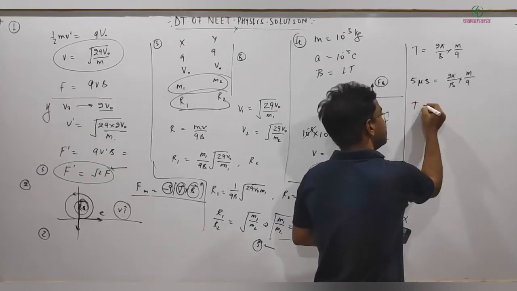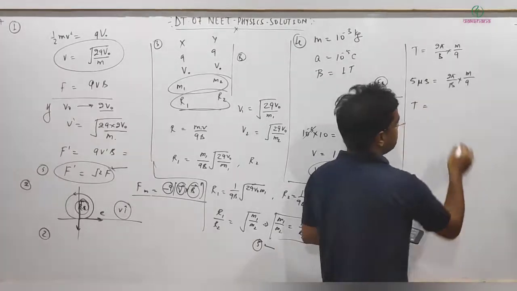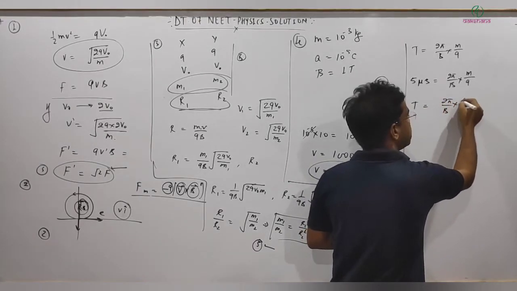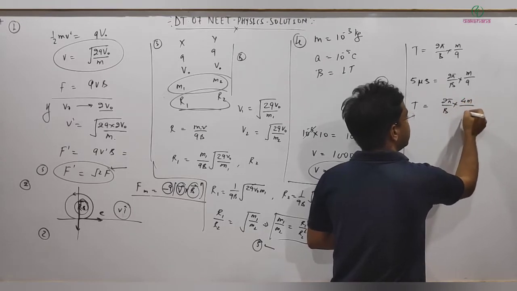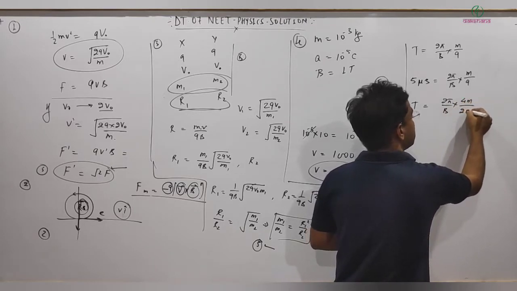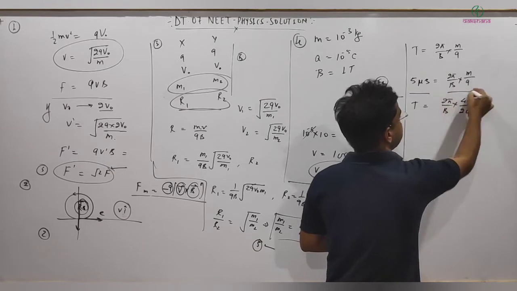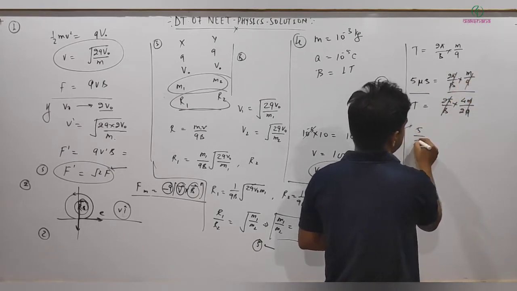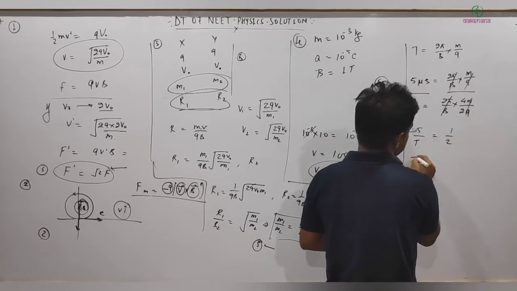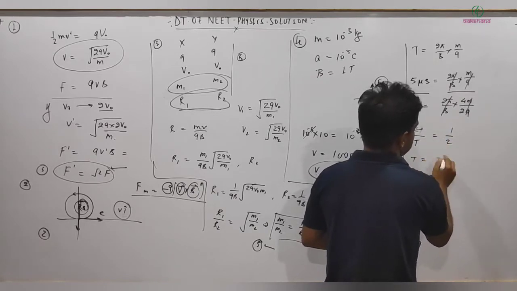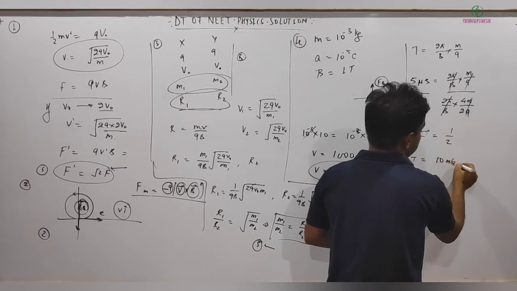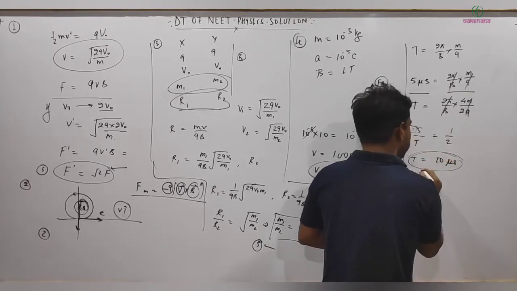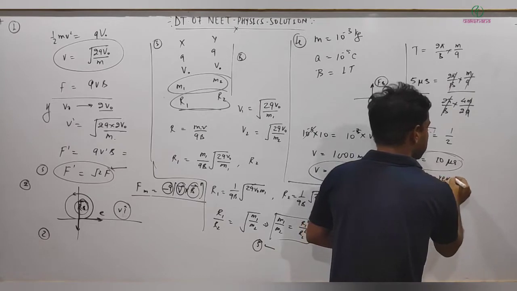Next case, let's say the time period is T for the alpha particle, then it will be 2 pi divided by B, multiplied by the mass of the alpha particle, 4m, divided by the charge, which is 2q. Just simplifying it, everything else cancels out, and we get 5 by T is equal to 1 by 2. This implies T is equal to 10 microseconds per revolution.